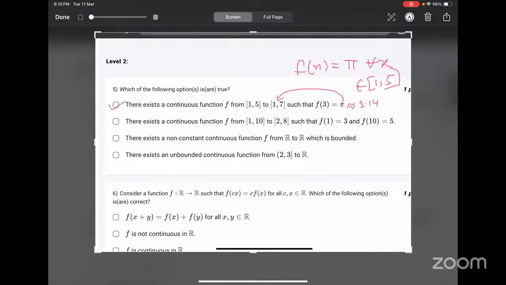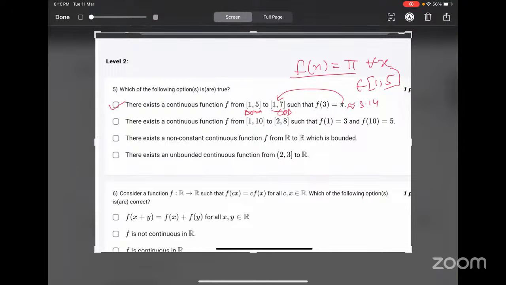Is it fine? But when 1 to 5 is okay, ma'am, then why is it telling 1 comma 5 to 1 comma 7? So this is a domain and this is a codomain of the function. Oh, 1 to 7 is the codomain. And this is the domain. Because we are defining this function, the image of the function should be in the codomain, right? That is why we checked whether pi is in the codomain or not.